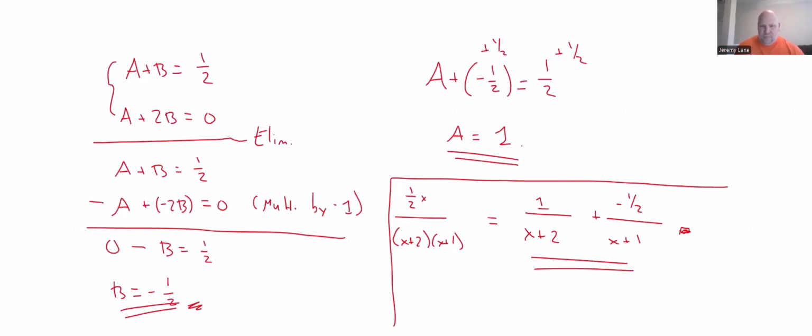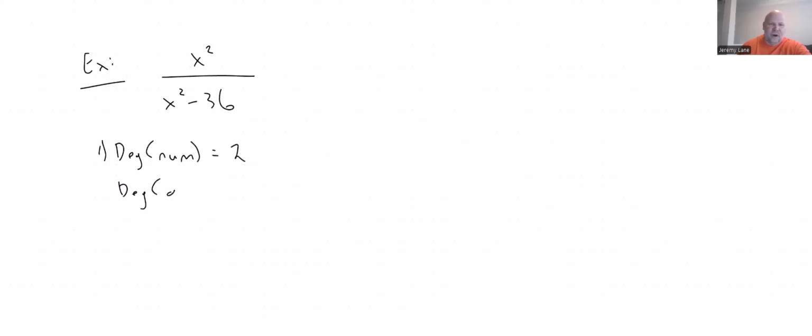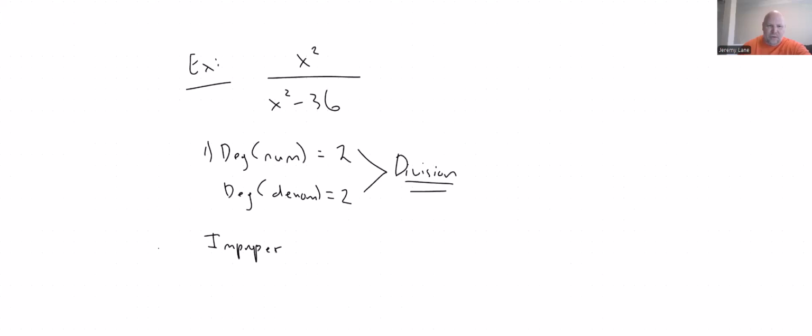All right. Our next example, x squared over x squared minus 36. Here, again, our first step is to check the degree of the numerator. That happens to be 2. The degree of the denominator also happens to be 2. Well, in this situation, you're going to need to do some kind of division because this is an improper fraction. The degrees are the same, and the theorem specifically states that it has to be a proper fraction. So how do we fix this?